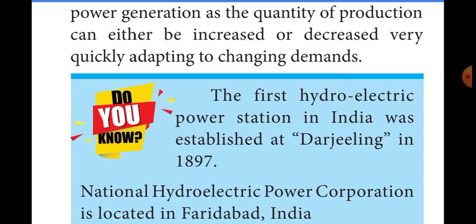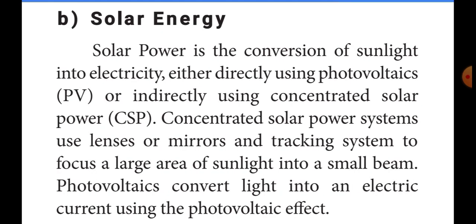Then the second important renewable energy resource is solar energy. Solar power is the conversion of sunlight into electricity. Solar energy is produced from sunlight directly using photovoltaics or indirectly using concentrated solar power. That means sometimes they produce solar energy directly through photovoltaics, or indirectly they use concentrated solar power to produce the solar energy.